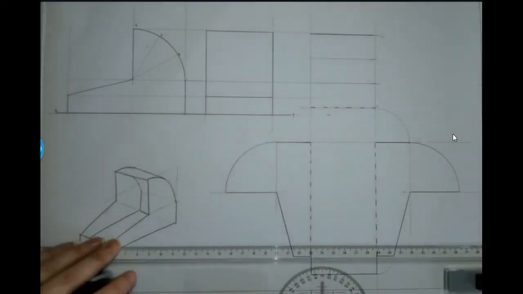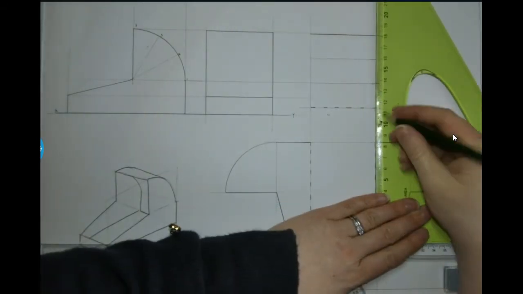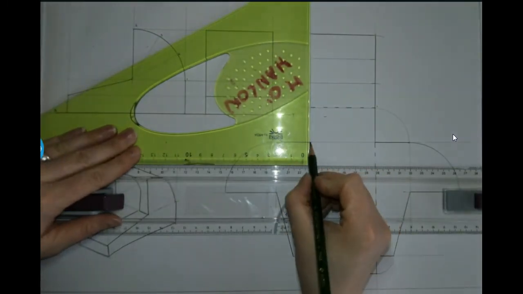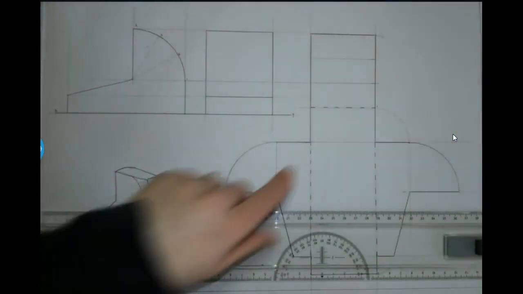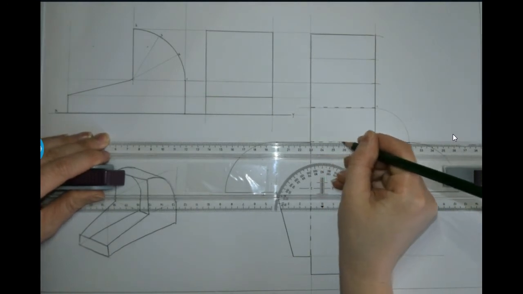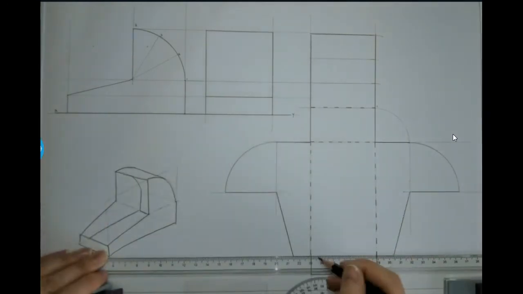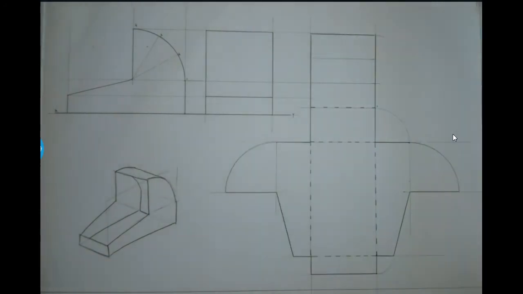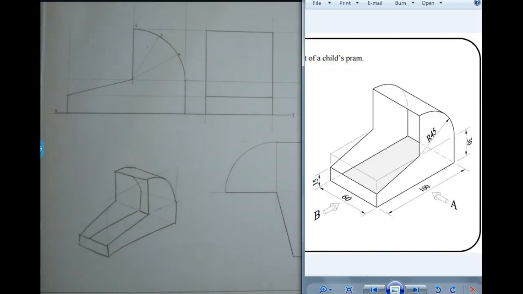And we can darken in. Lovely. Now I obviously have to have a fold line here. And the fold line at the bottom. And that there is the completed question for the development of 2015.